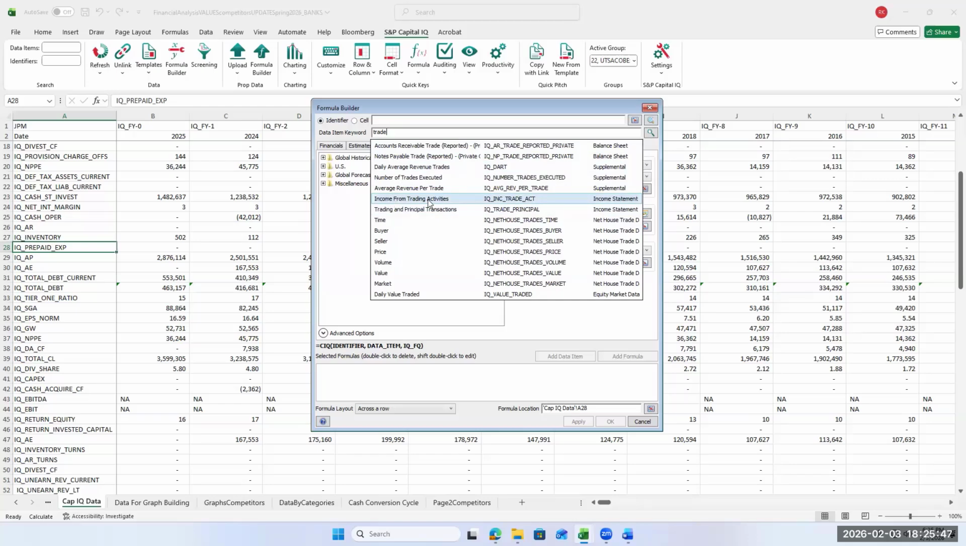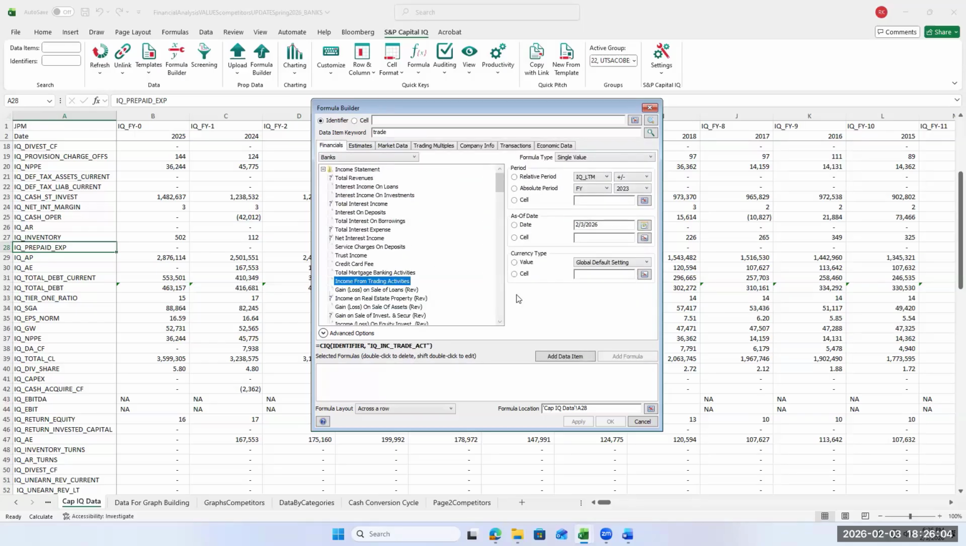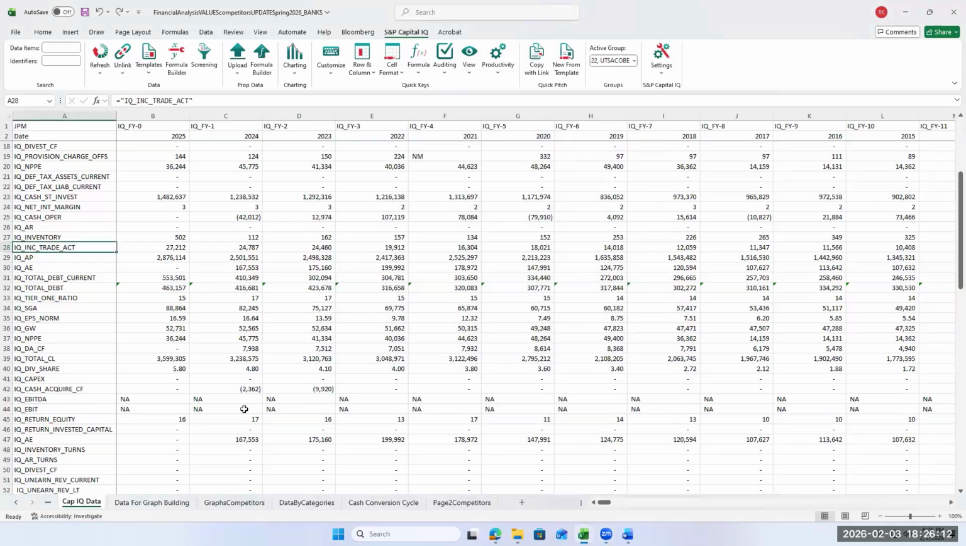So if you're looking at the big banks like Citibank, JP Morgan, how much of the revenue is interest? How much of it is fees and how much is it trading? You really want to look at that and look at it over time. So there you have trading. Once you get income from trading, you add it, you apply, say okay. And just like that, you have your trade revenue coming in.